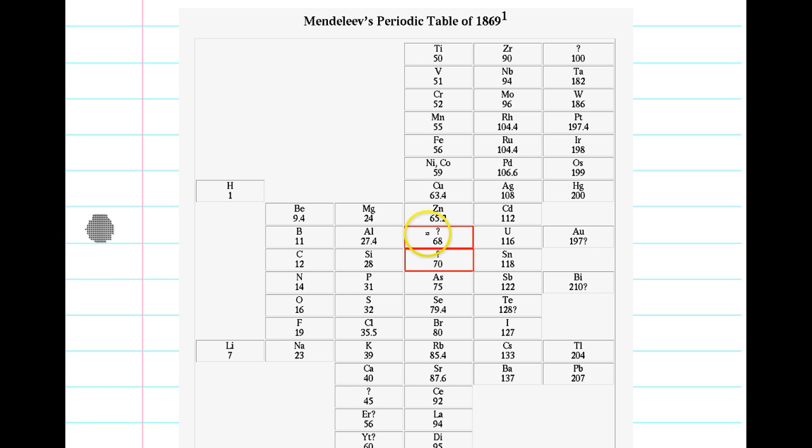But take a look at the outline, these two that are outlined in red, and there's question marks there. One of the controversial things that he did is he left gaps in his periodic table, but he said that those gaps represent elements that were not yet discovered. Well, scientists didn't like that. They wanted an answer for everything, but he couldn't give them that answer. He just said they simply were not discovered yet.